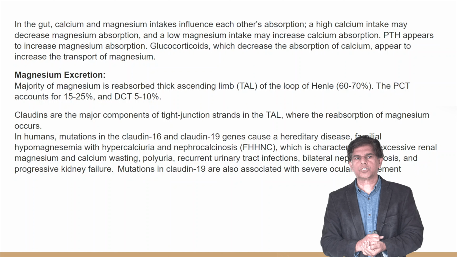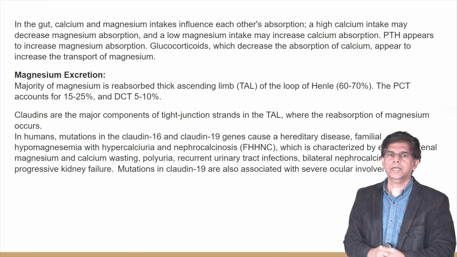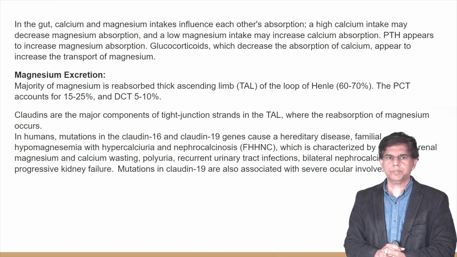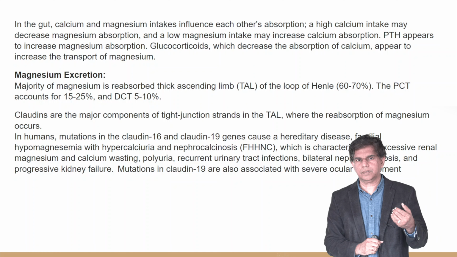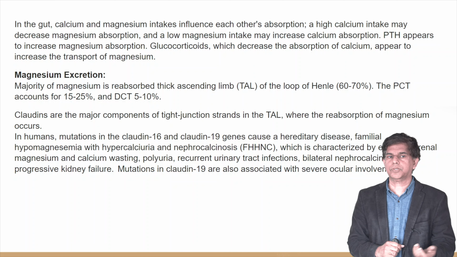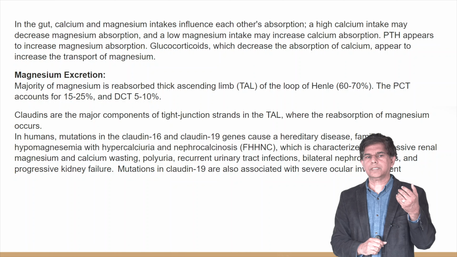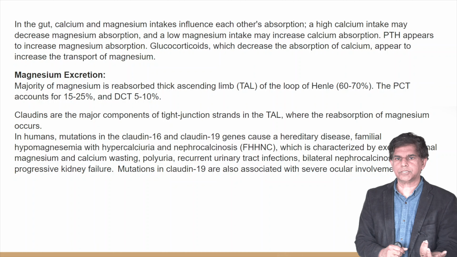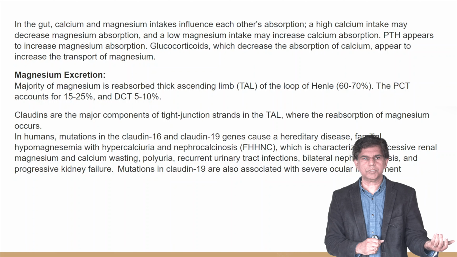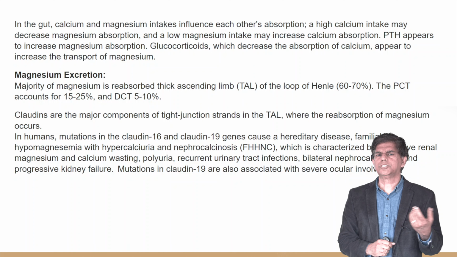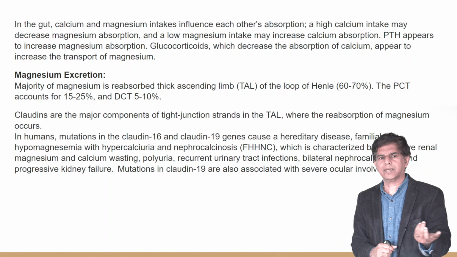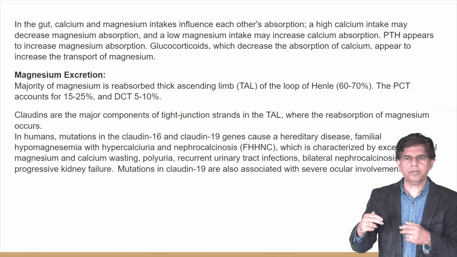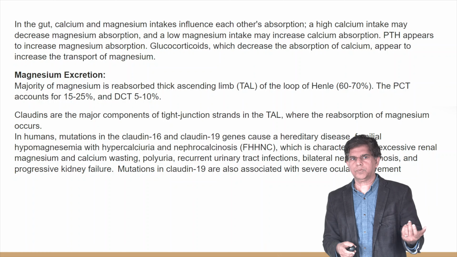So how does magnesium get excreted? The majority of the magnesium is reabsorbed in the thick ascending limb of the loop of Henle, around 60 to 70%, and the PCT, the proximal convoluted tubule, accounts for about 15 to 25%. A major thing we need to know about is claudins and their involvement. They are the major component of tight junction strands in the TAL, where the reabsorption of magnesium occurs. Why is it important? Because you can have a mutation in claudin 16, and then you can have familial hypomagnesemia, hypercalciuria, and nephrocalcinosis. Any of the familial conditions you have to know about. So remember the word claudin.